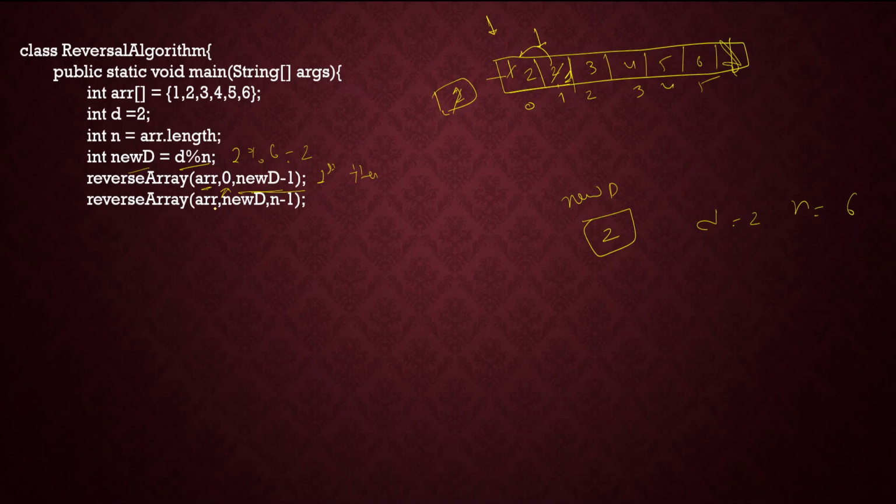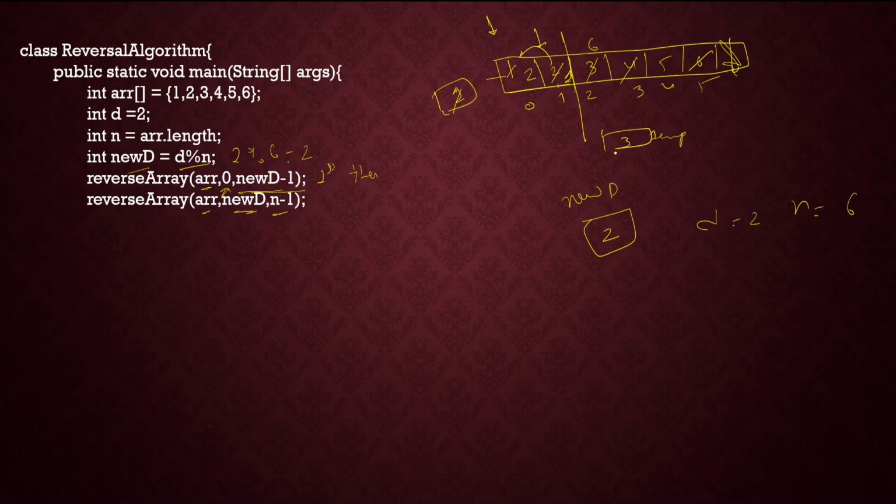Again, come to the second iteration. What is the second iteration? New d till n minus 1. If this half is done, now we have to do the second half. How will it be done? Take it into the temp. Let's suppose this is temp. Take 3 into temp. Put 6 over here.